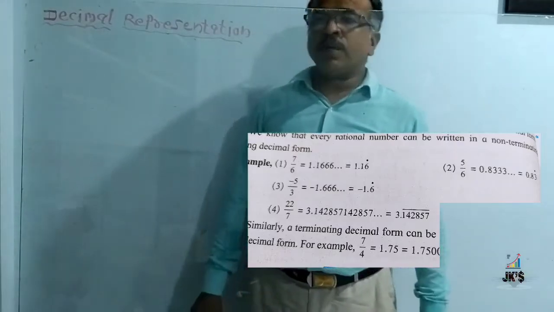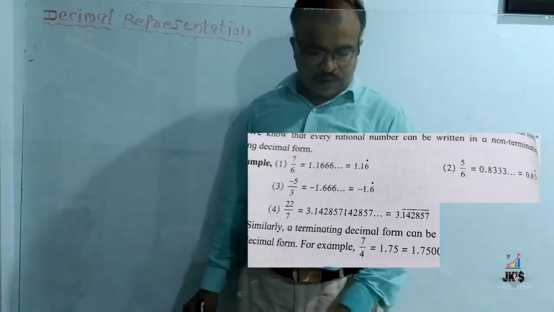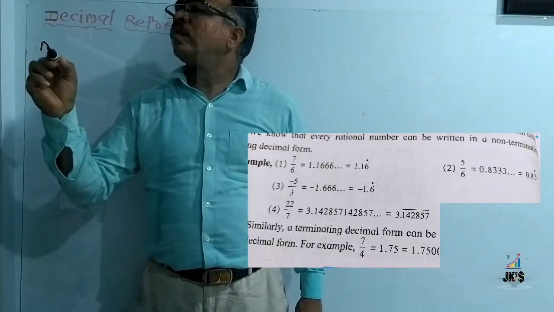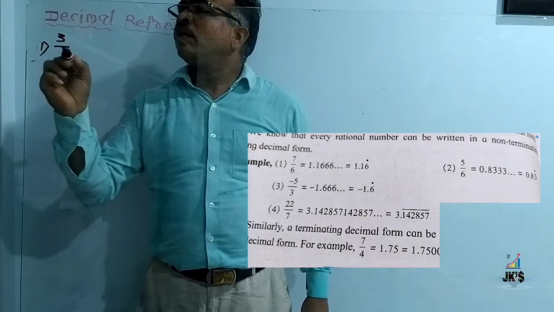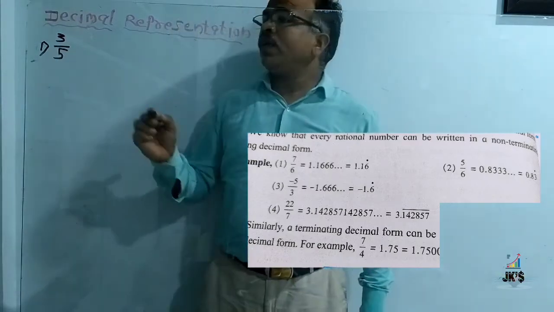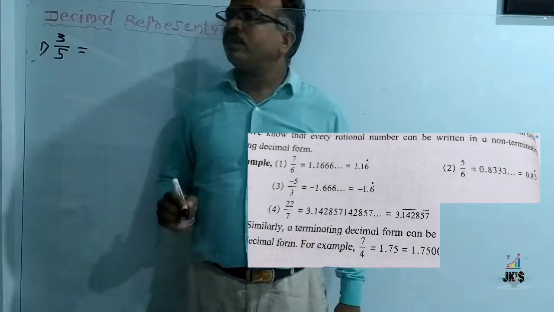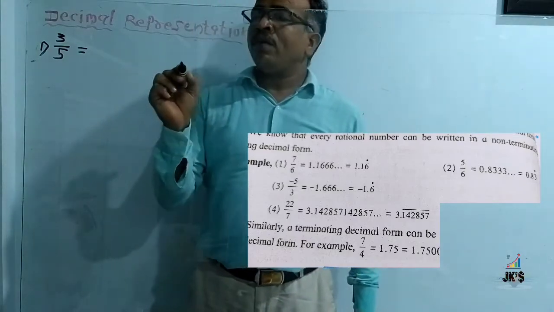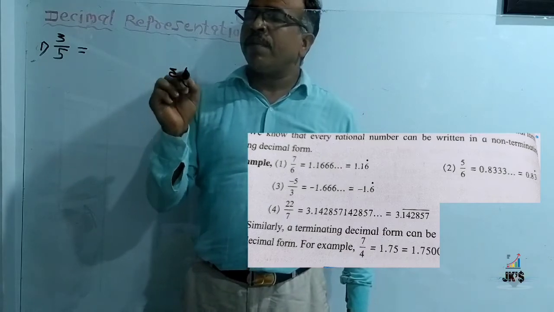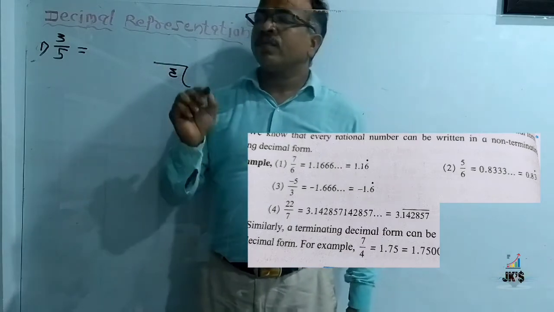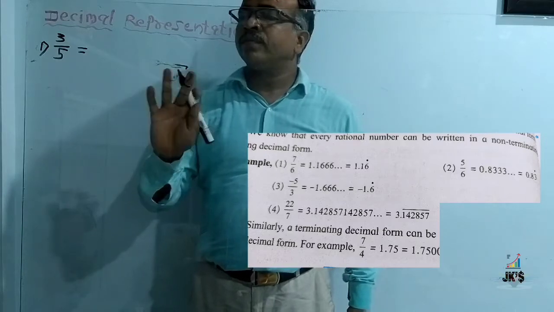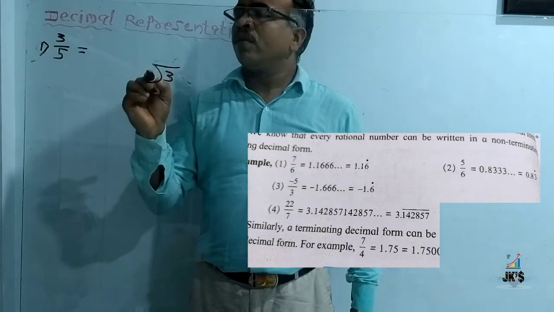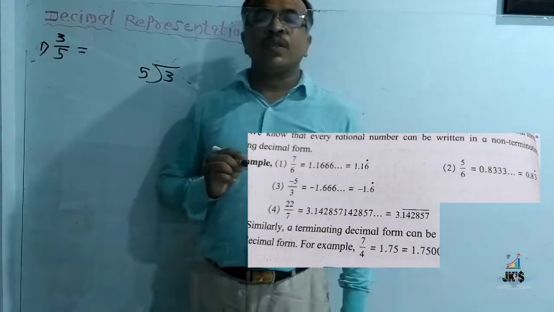Decimal representation of rational numbers. Example: 3 upon 5. How can we write this in decimal form? This is nothing but division, so we have to divide 3 by 5.